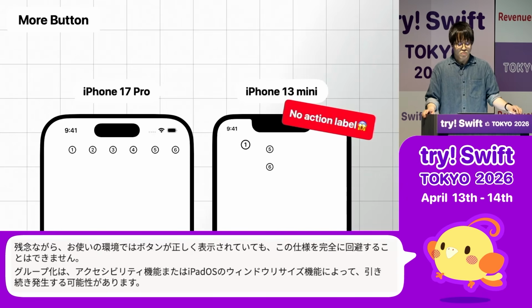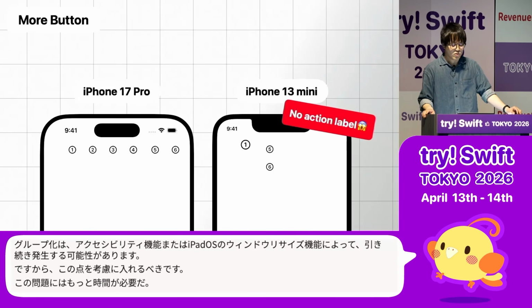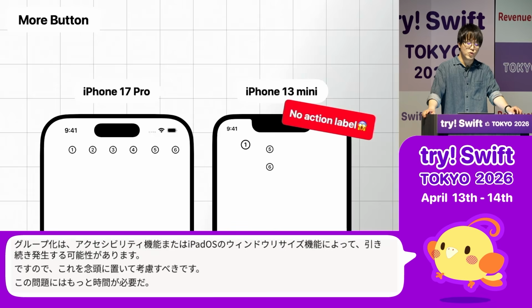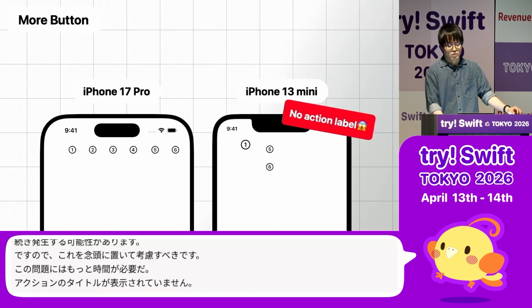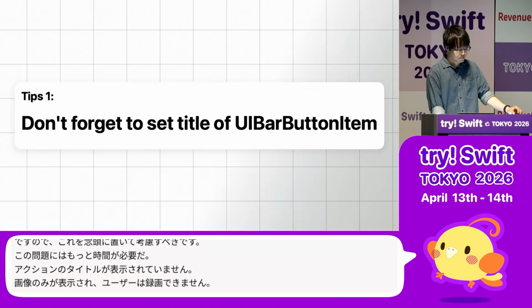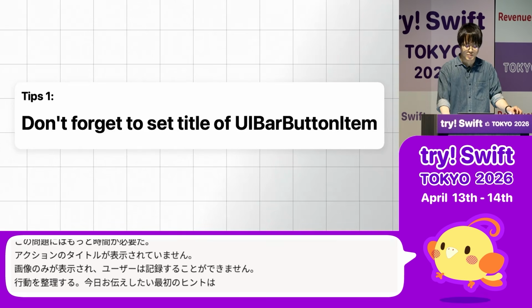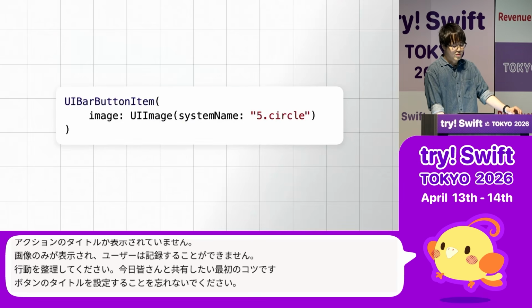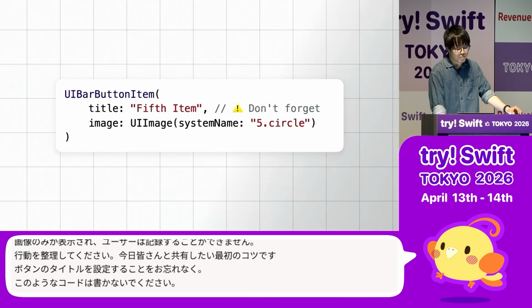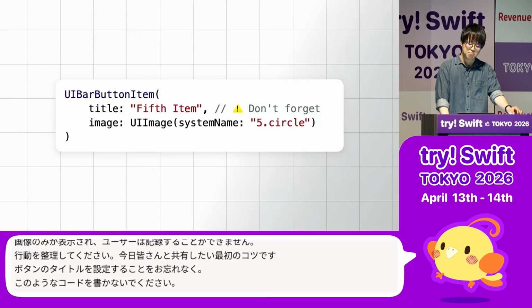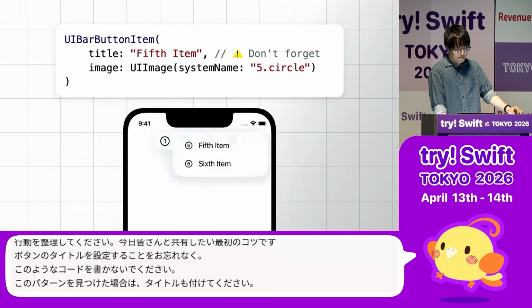As a common issue of this More button, the action title is not shown. Only images are shown, and users cannot recognize the action. The first tip which I want to share today is: don't forget to set the title of your button item. Please do not write code like this. If you find this pattern, please provide a title too. This is the result. Good.